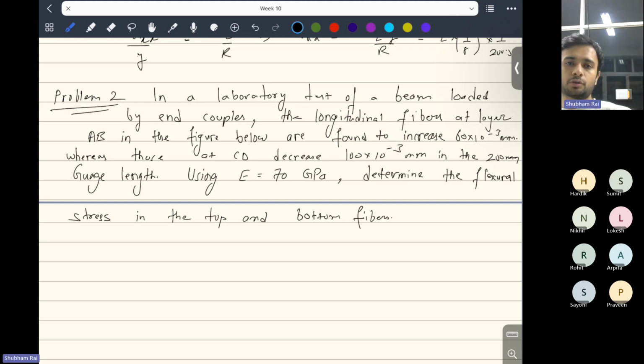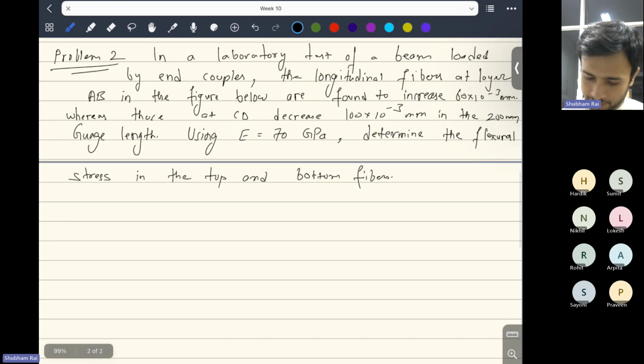So please read the question once. In a laboratory test of a beam loaded by end couples, the longitudinal fibers at layer AB in the figure below are found to increase by 16 times 10 to the power minus 3 mm, whereas those at CD decrease by 100 times 10 to the power minus 3 mm in the 200 mm gauge length. Using Young's modulus of elasticity as 70 GPa, determine the flexural stress in the top and bottom fibers. So what you need to do is, let me first draw the diagram. So it's something like this.